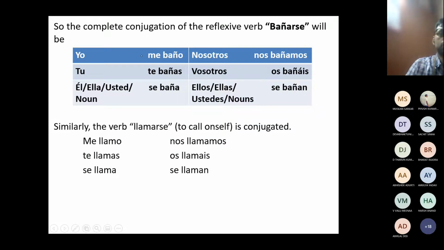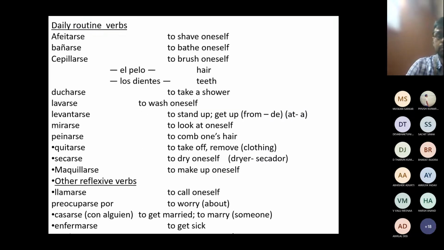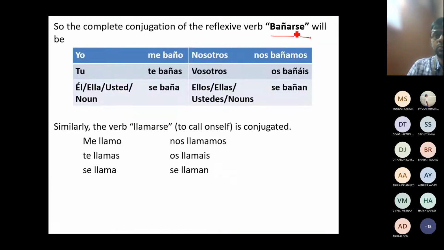So the complete conjugation of the reflexive verb bañarse will be like this. You have seen it in the sentences also. With yo it will be me baño, then te bañas, tú having an accent, then él, ella, usted, or any noun, it will be se baña. Nosotros nos bañamos, vosotros os bañáis, and ellos, ellas, ustedes, and nouns will be se bañan. So this is how you are doing it.